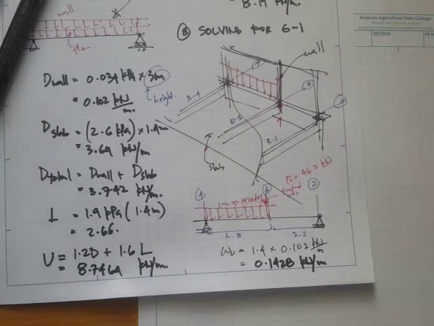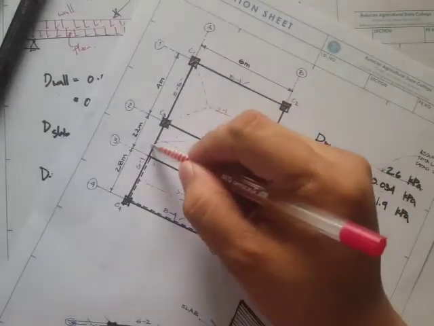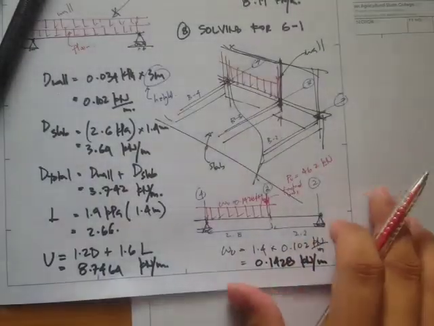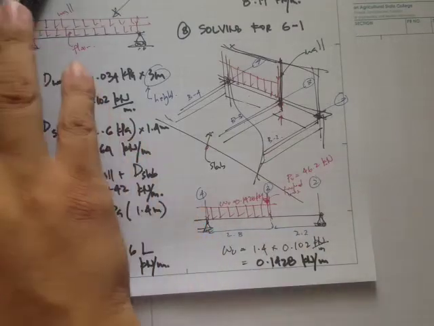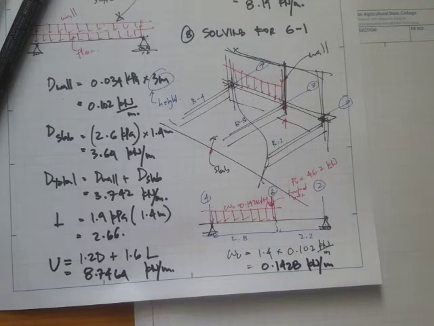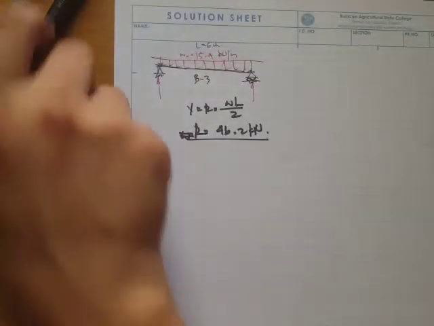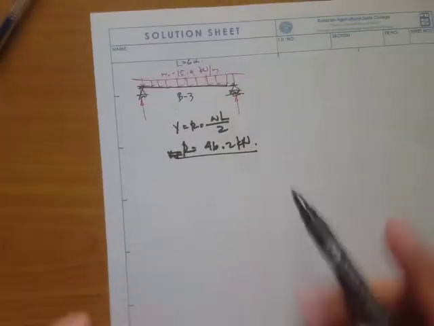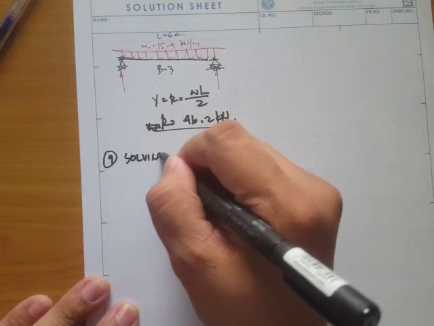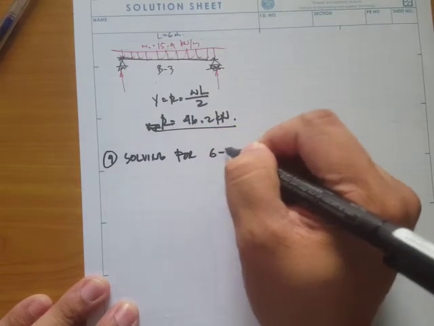Okay, so now we're done with G-1. So this is already done. Then what's left is the G-2. Right, then let's solve for G-2.